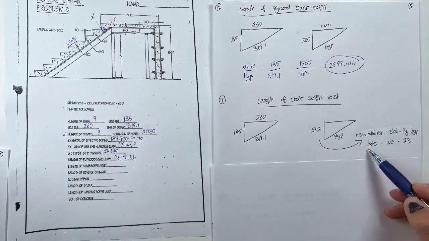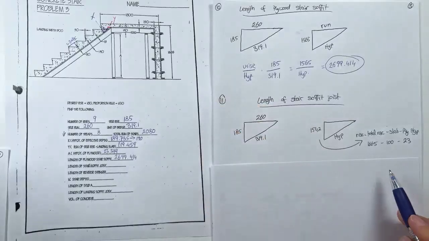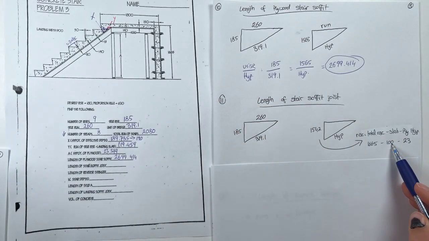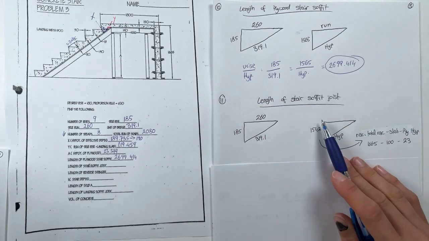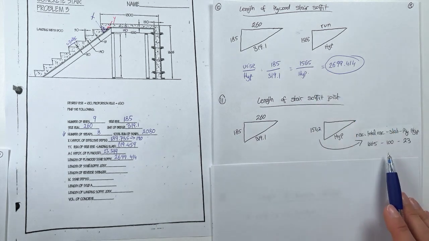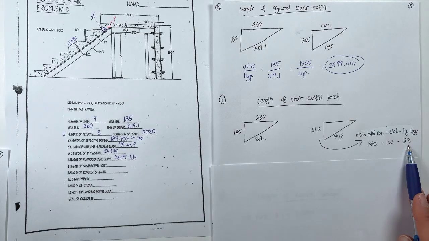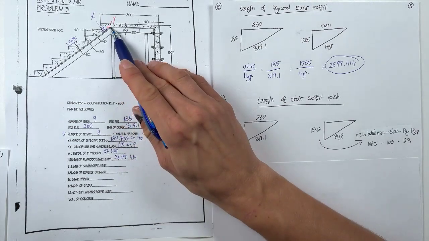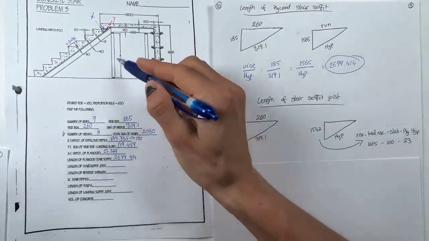So we have our total rise of 1665. We took away the 100, right? The slab thickness for the unit rise, or for the rise for the plywood soffit. But now we also have to take away the 23 mils that is the hypotenuse of the plywood, right?